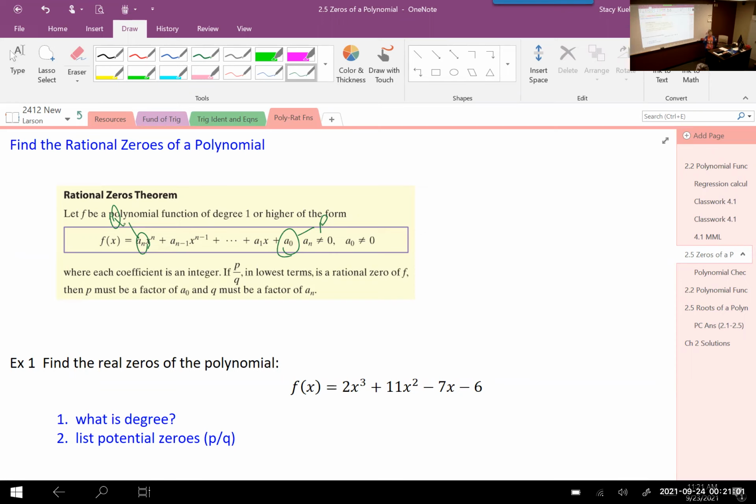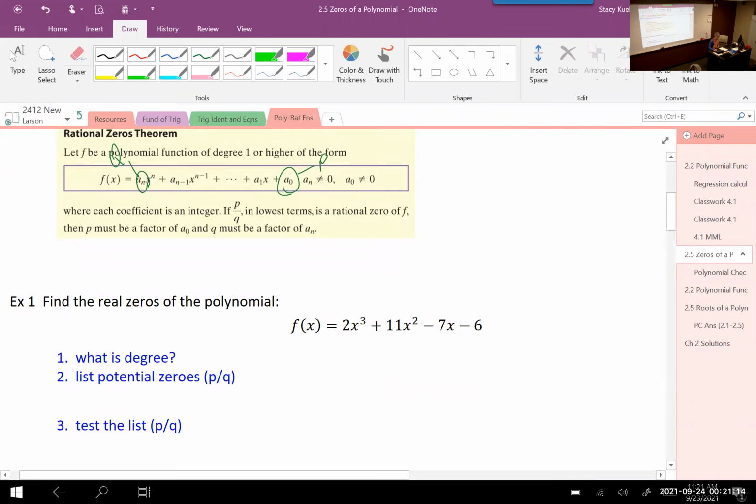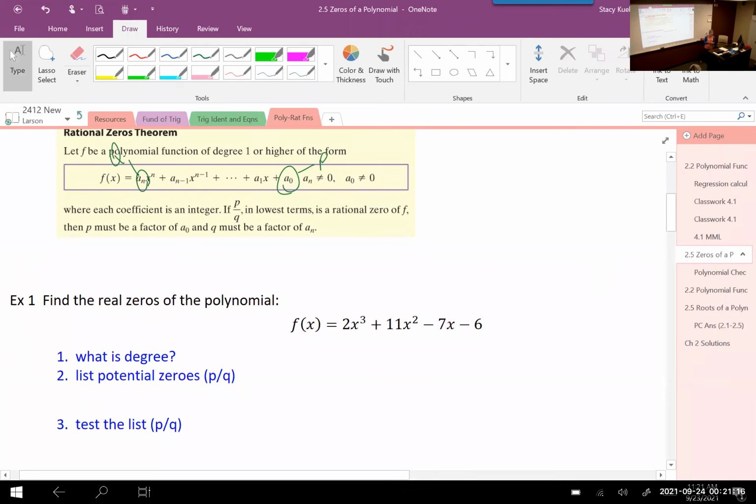Where does the p come from and the q come from? P is the constant at the end of the polynomial. Q is the coefficient on the leading term. Okay? Now what do we do with it? Well, I'm going to show you how we apply that here.